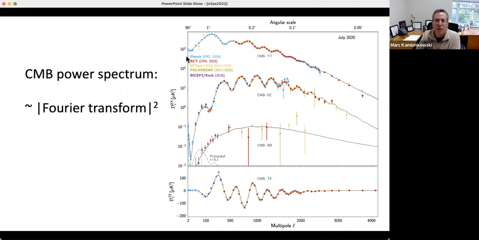0.05 degrees at the far right. Smaller L corresponds to larger wavelength fluctuations. So L equals 2 corresponds to 90 degrees. L equals 200 corresponds to roughly 1 degree. And what we see is that this power spectrum, the Fourier space picture of the cosmic microwave background, is pretty striking and fairly interesting. It has these bumps and wiggles, and then it decays exponentially at high L. This is a log plot over here. And those bumps and wiggles are the result of fairly simple physics in the early universe.